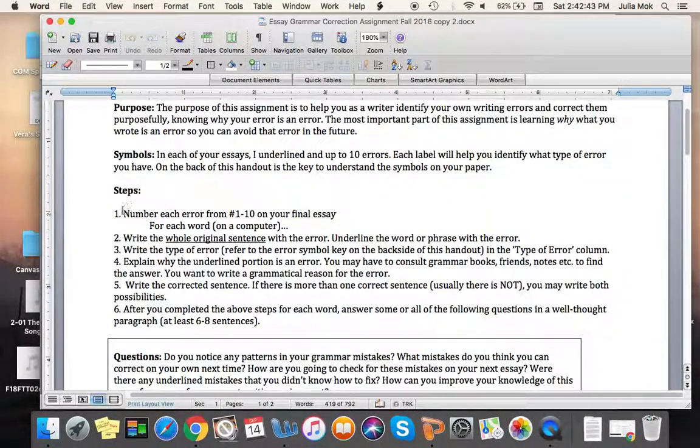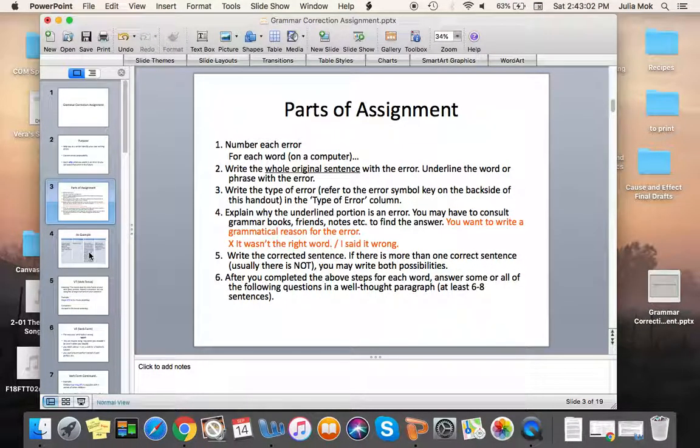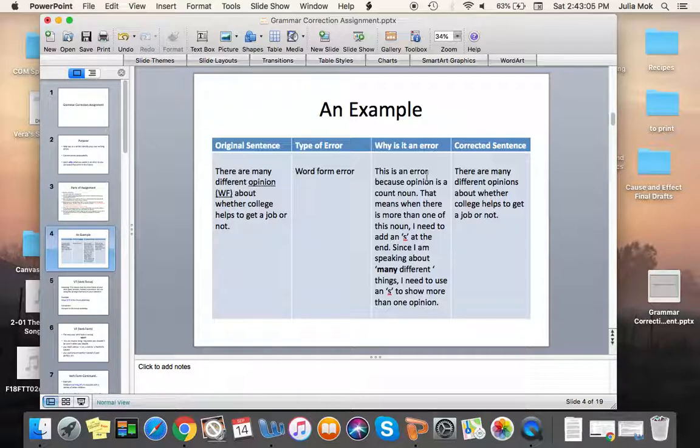So again, you're going to first number each error from number 1 to 10 on your final essay. So for each number, number 1, number 2, number 3, till number 10, you're going to do step 2 through step 5. And on your paper that you'll do on the computer, you're just going to do this in a little chart all the way down the page. And so what you turn in to me will look like a chart with each of these errors on it.